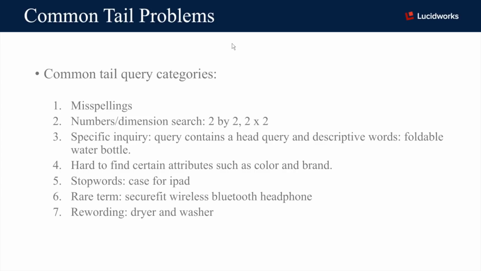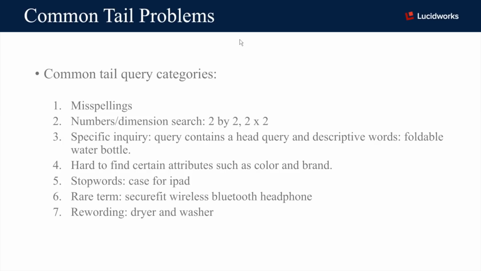Numbers, especially dimension searches, can be tricky. For example, if a user types 2 by 2, but your catalog only writes it as 2 times 2, then it will be hard to find. Sometimes the query is similar to one of our head queries, like water bottle, but contains other descriptive words like foldable. Or in the example we mentioned before, a customer asks for a specific type of outdoor speaker, which can lead to ambiguity.